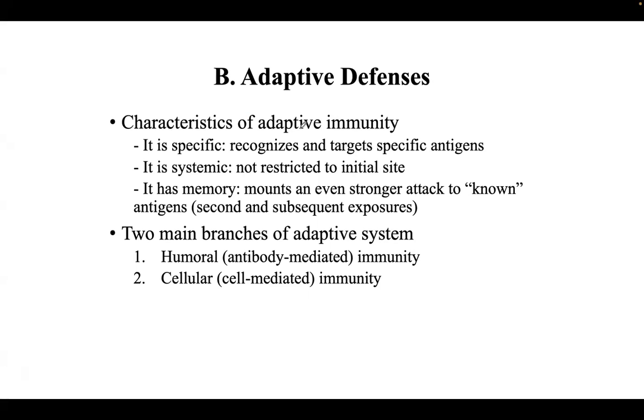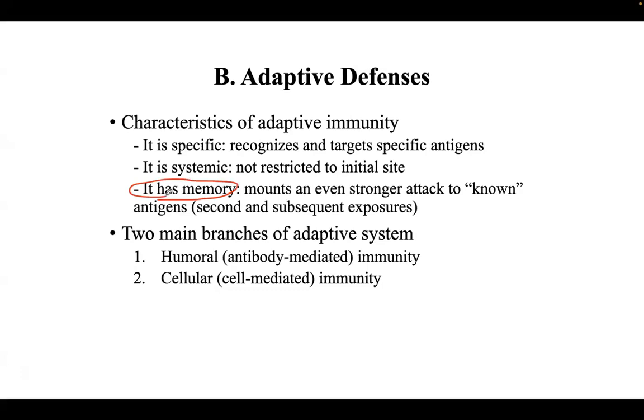It is systemic. It is not restricted to the initial site. For example, if you had infection in the liver, that does not mean it will be only there. Because if the infection has spread, the adaptive immune defense also can spread, because this is done by lymphocytes, and lymphocytes are everywhere in the body. So they are not site specific. Most important thing here, these cells have memory.